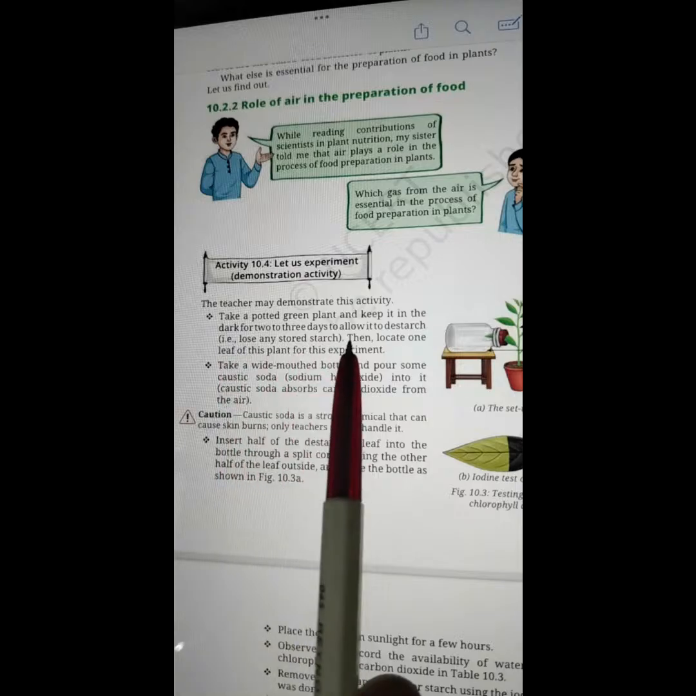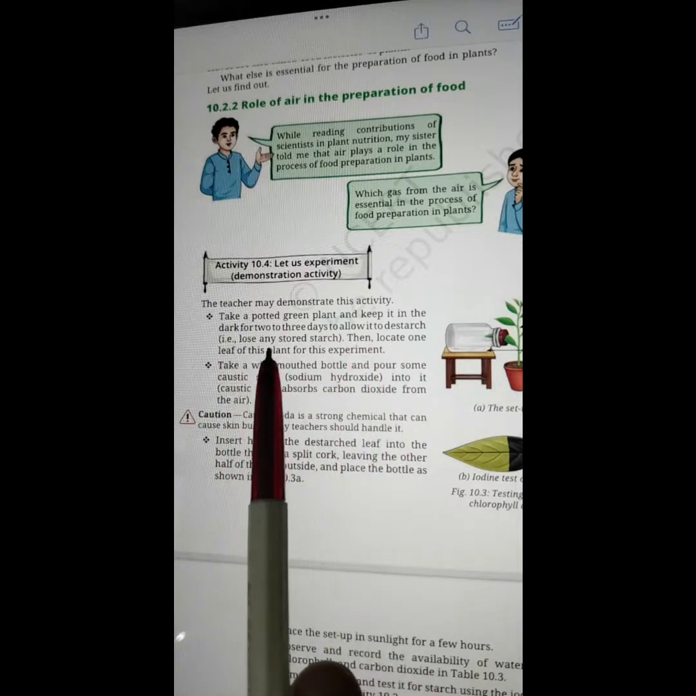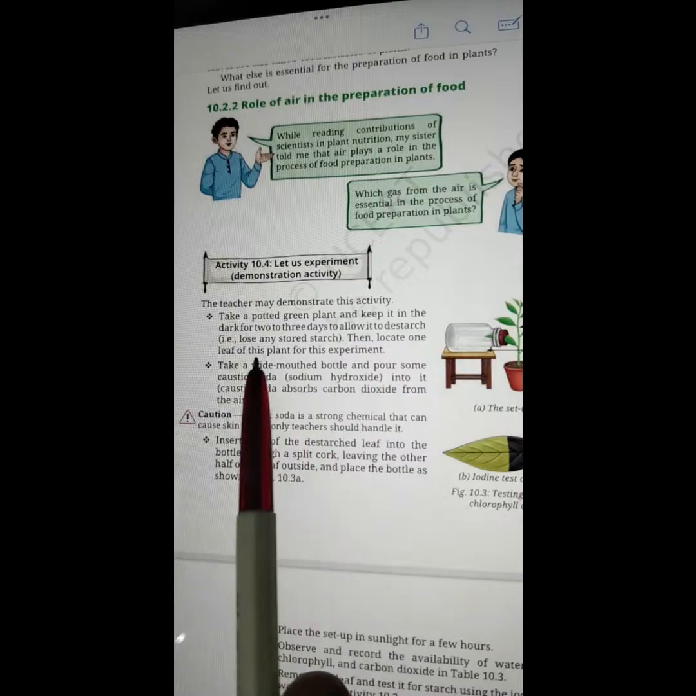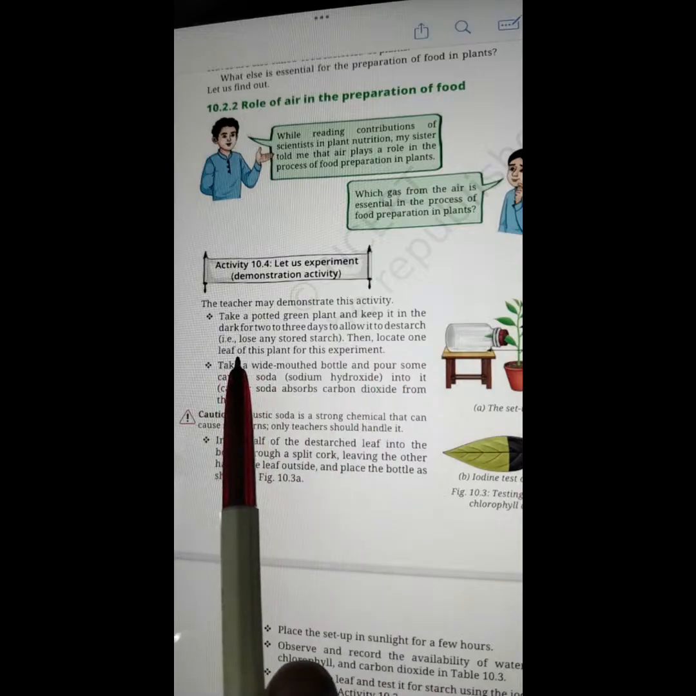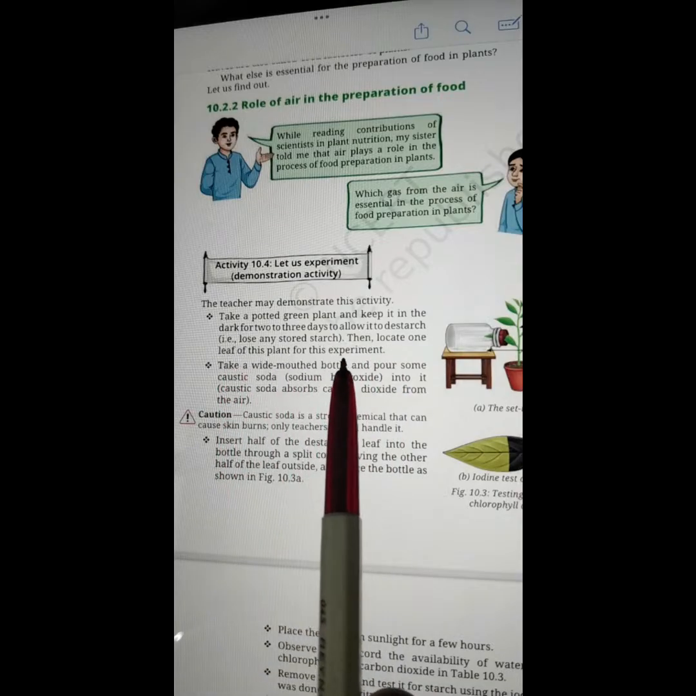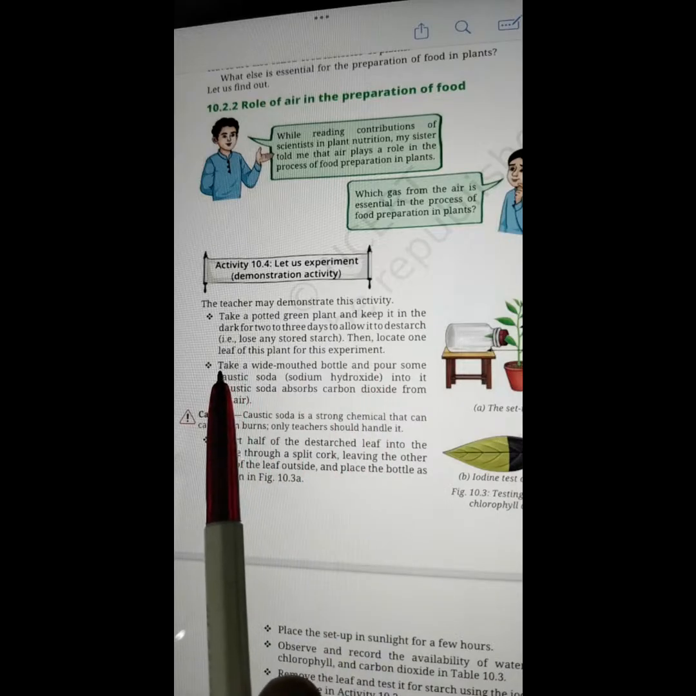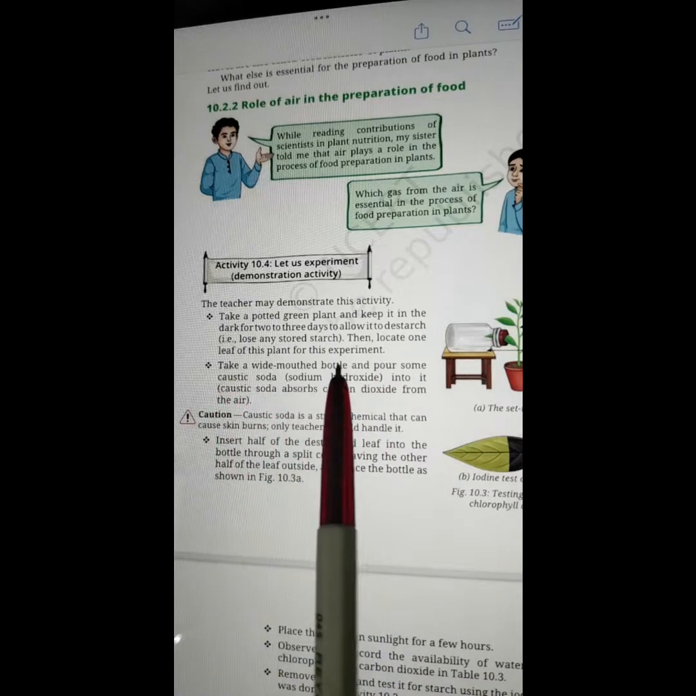Take a potted green plant and keep it in the dark for 2 to 3 days to allow it to de-starch. De-starch means it will lose any stored starch. Then locate one leaf of this plant for this experiment.